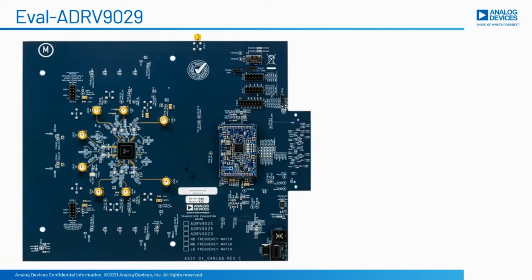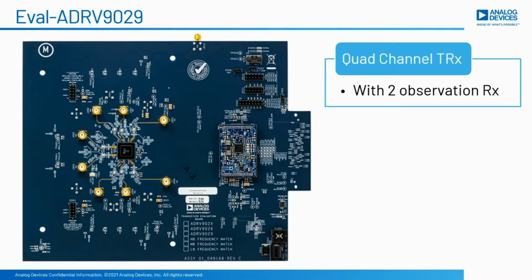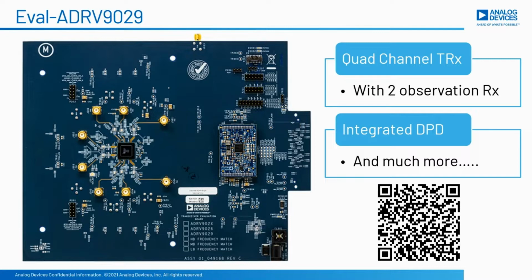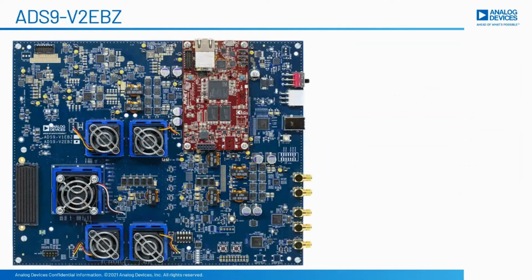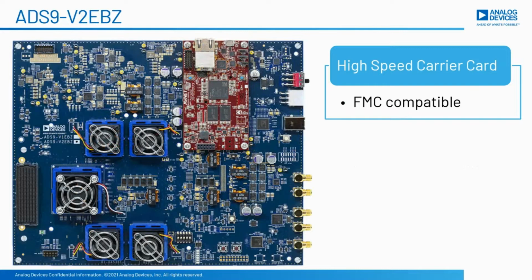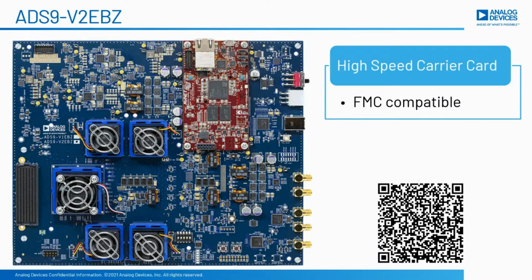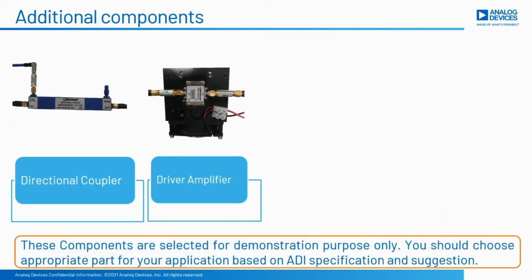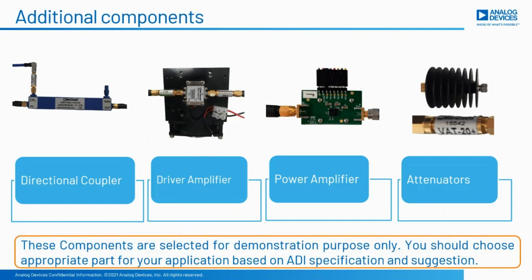The ADRV9029 Eval board, which is a quad channel RF wideband transceiver platform. Its integrated DPD adaption engine is used for power amplifier linearization, and this device also offers many other features. The ADS9 high-speed carrier card, which is used for doing all the communication between transceiver, FPGA and computer. Additionally, we have a coupler, driver amplifier, power amplifier and a few attenuators.